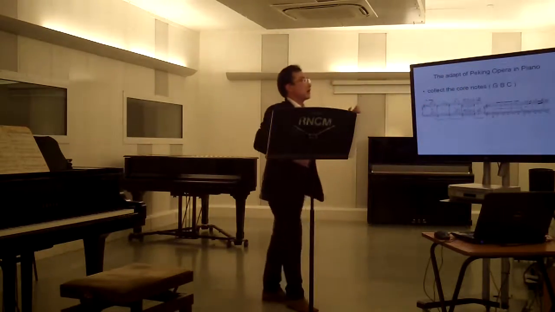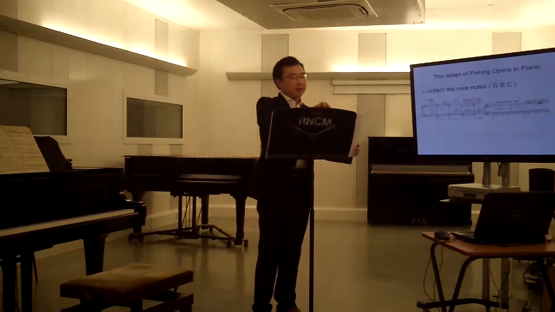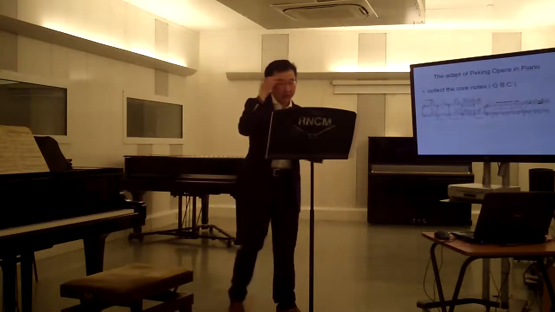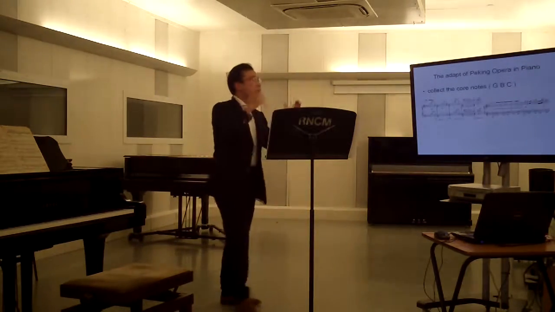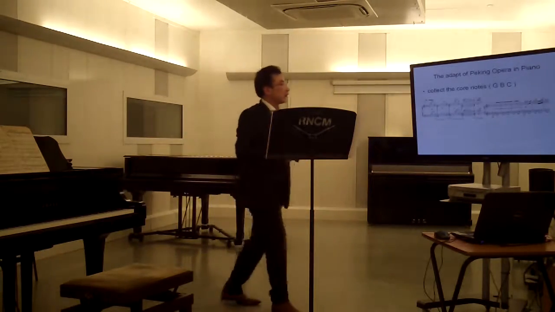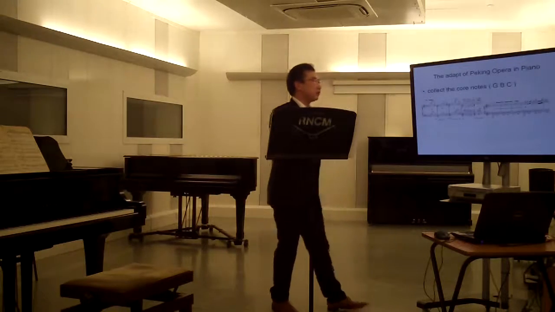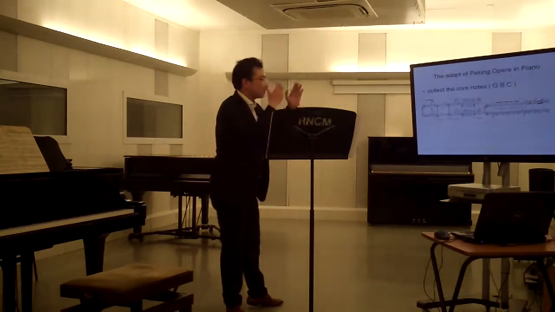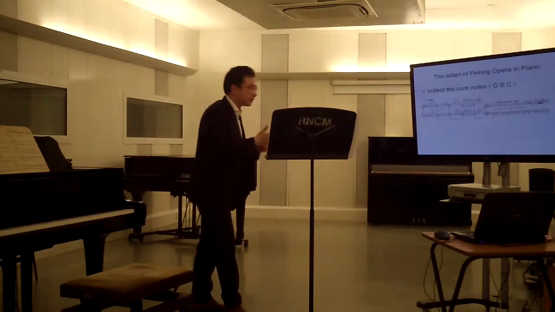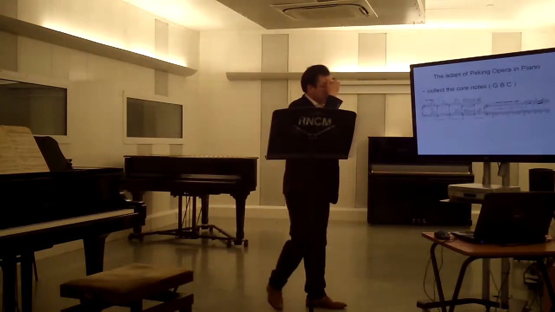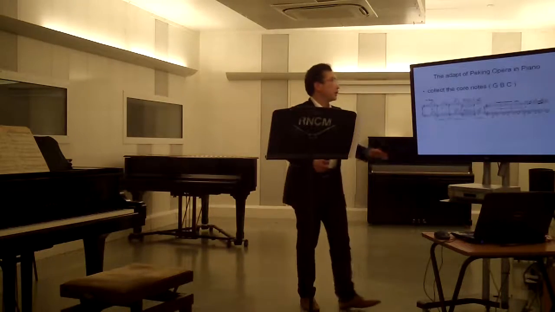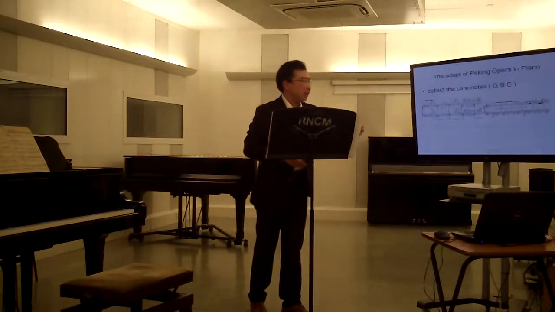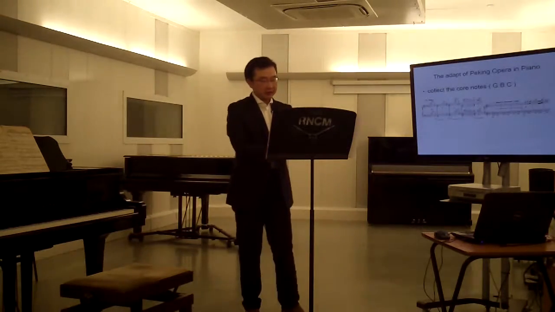Another aspect is the adoption of Peking opera in piano. Because the piano is quite different from Peking opera, the composer doesn't follow all the Peking opera melody in this piece, but he collects the core notes of the Peking opera and puts these core notes into the melody and the harmony. We can find from the score, this is from the Daoban, and this is the Erliu part. The core notes G, B, C are in the melody and in the harmony. Let me play this and you can have a direct feeling.